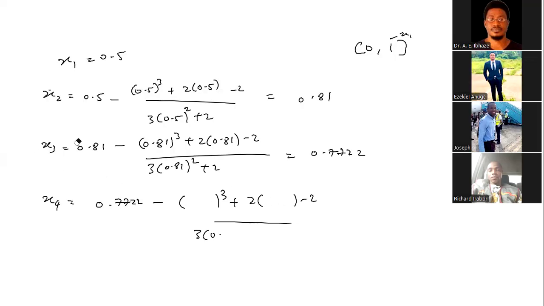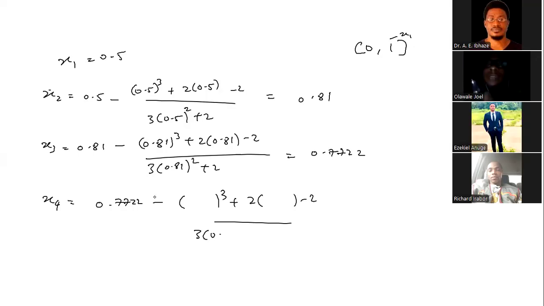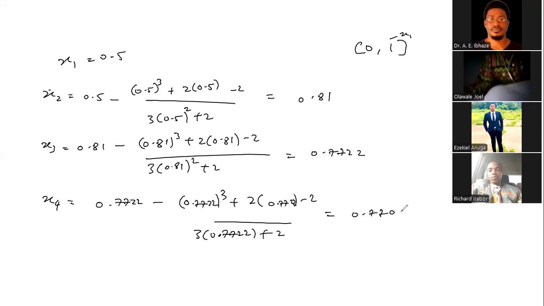Yeah, that's 0.7722. This is why you don't want to attempt this with your hands, right? Plus 2. So this should give us 0.7709. So I think we are where we stopped earlier.